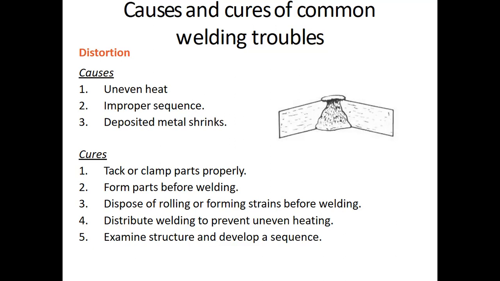Dispose of rolling or forming strains before welding, right? So you see, we will get to this topic in the third unit, that because of certain mechanical processes like rolling, wherein you're trying to roll the sheet metal. For example, if you want to decrease the thickness of the sheet metal, you move it in between two rollers, just as in the case of a sugar cane mill, if you have seen, that compresses the sugar cane. Similarly here in rolling, the same thing happens.